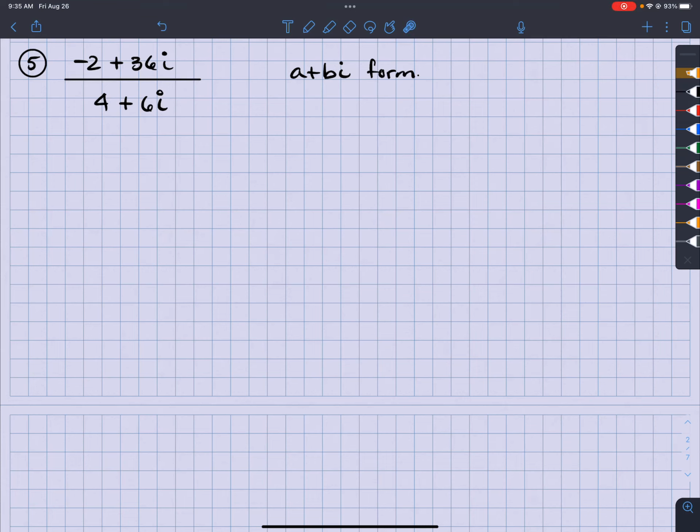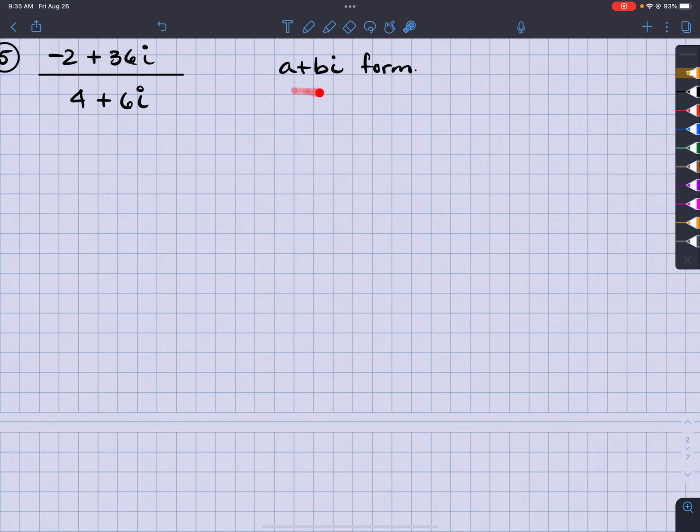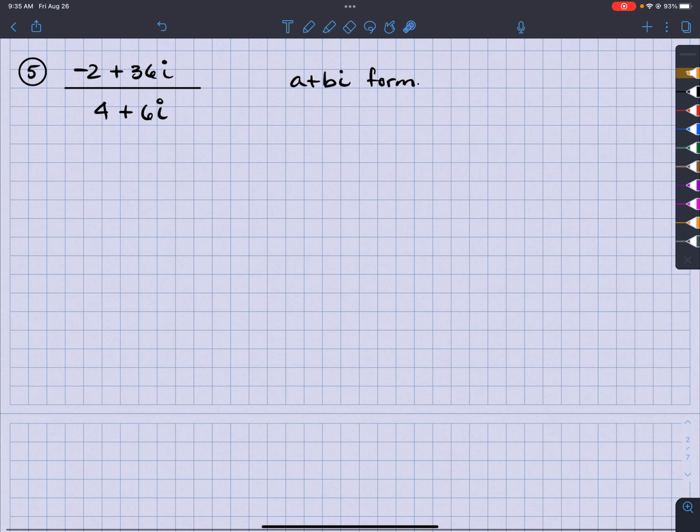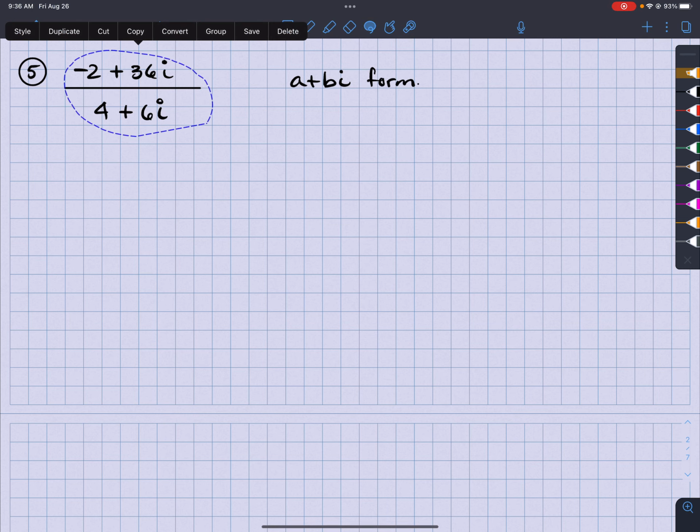All right, so I need to write this fraction here in a plus bi form. Well, here's the problem. This fraction, I can't write in a plus bi form because there's i's in the denominator, and I can't have i's in the denominator just like I can't have radicals in the denominator. So in radicals, I would rationalize the denominator, so this is what I'm going to do here as well. So how do I rationalize the denominator?